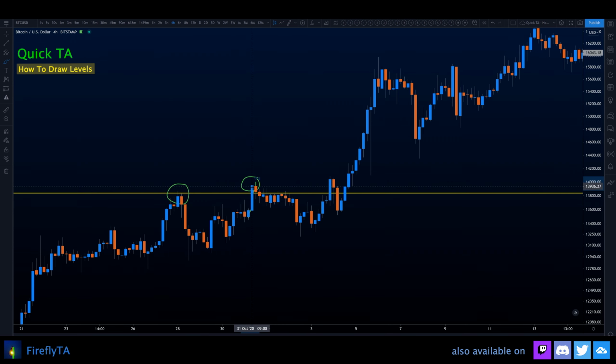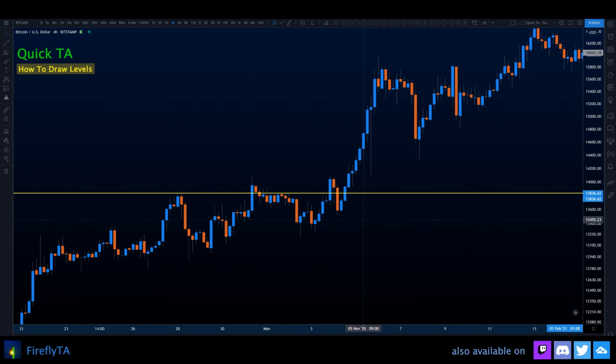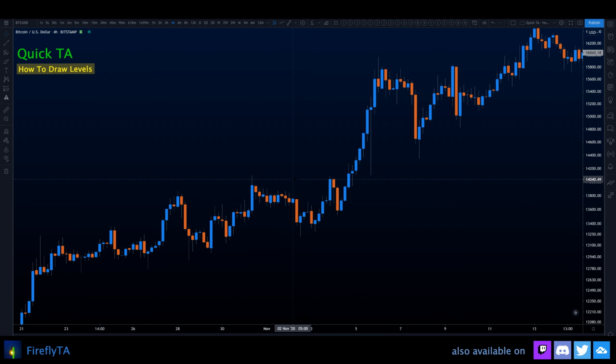But it is not broken yet, as this is a monthly level, so we have to expect price to come back down. But as you can see, this is a sign of strength, and you can analyze this kind of early signs of strength and weakness with high time frame levels. If you draw them out on a low time frame chart, and you see how price interacts with it on a lower time frame, this is a very interesting way of analyzing levels.